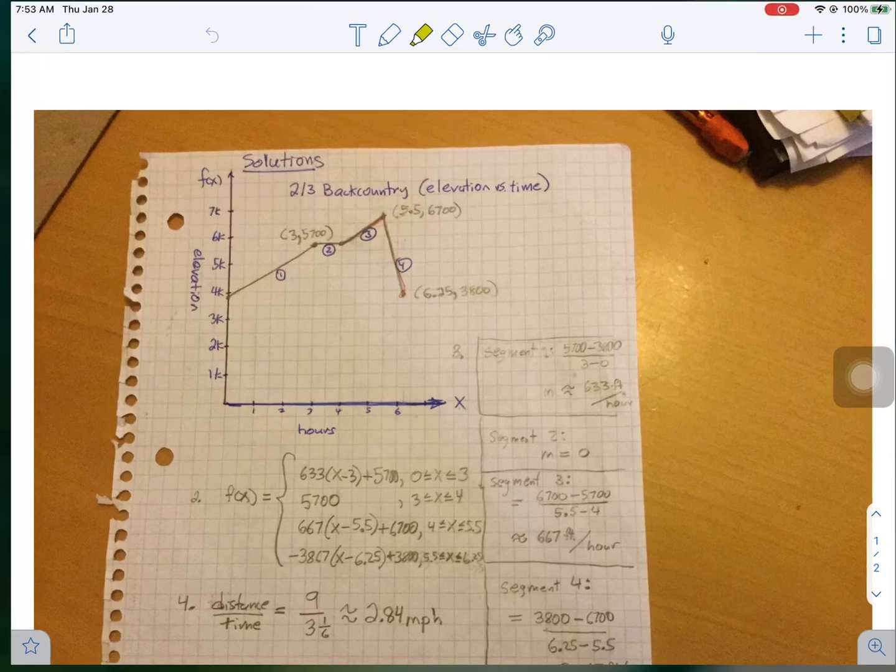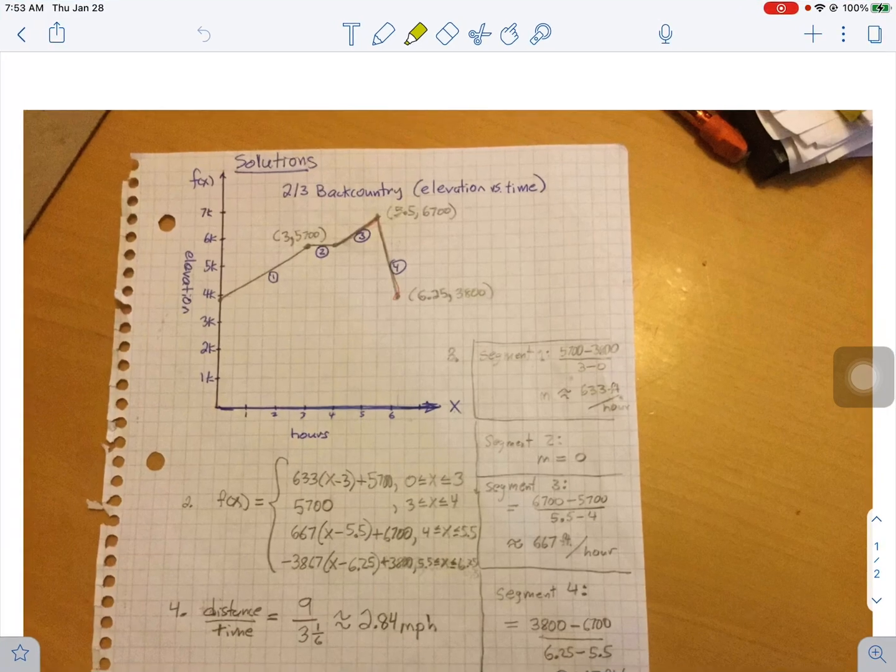Welcome. I'm going to go through some possible solutions for the backcountry project. That's the piecewise functions. And I'm just going to highlight some of the information that's in here. So, the first thing is what should the graph look like?